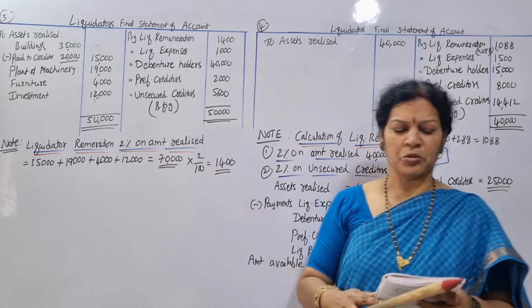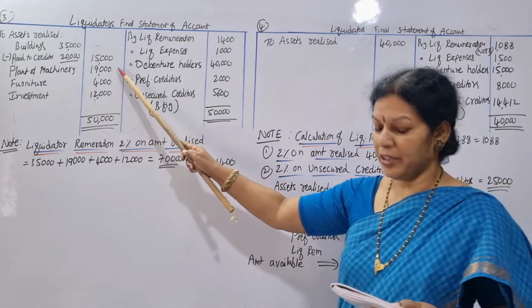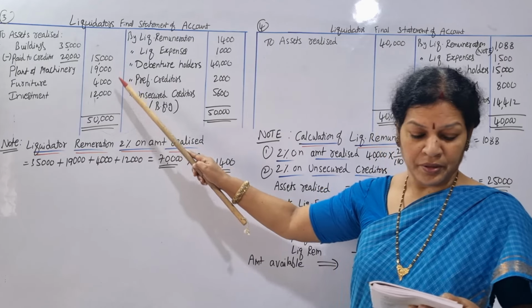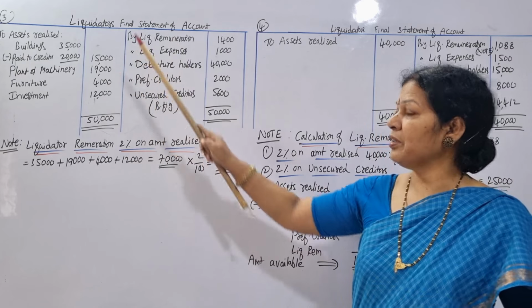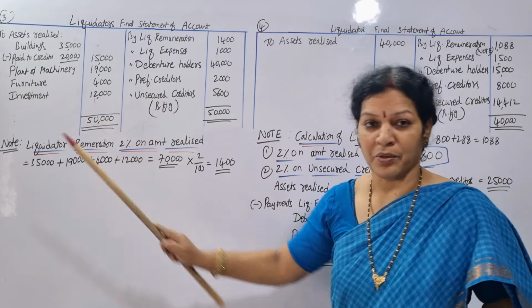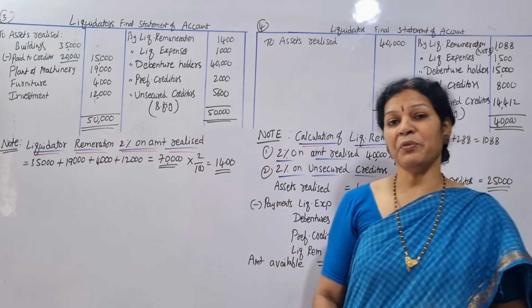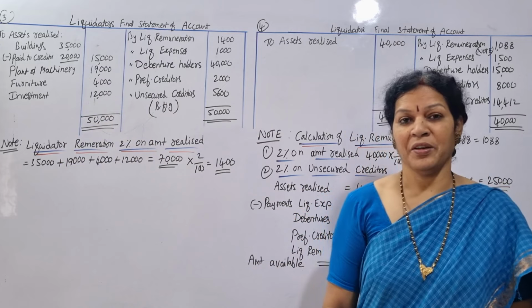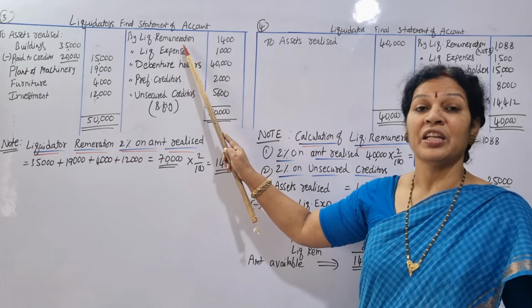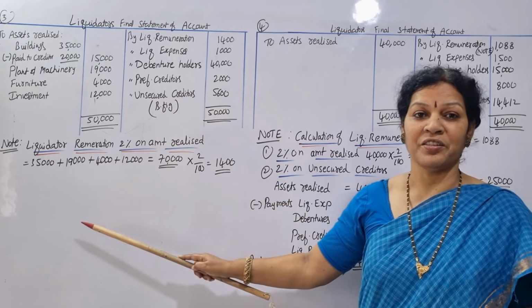Rest of the amounts as it is you can write. Plant and machinery 19,000, furniture 4,000 and investments 12,000. That's it. So total receipts we have 50,000. 50,000 we have to make the payment. For making the payment, first thing is that liquidator remuneration. Liquidator remuneration we have to calculate.